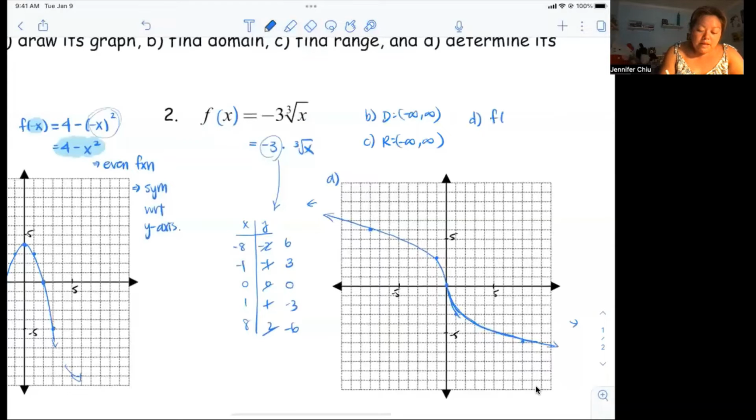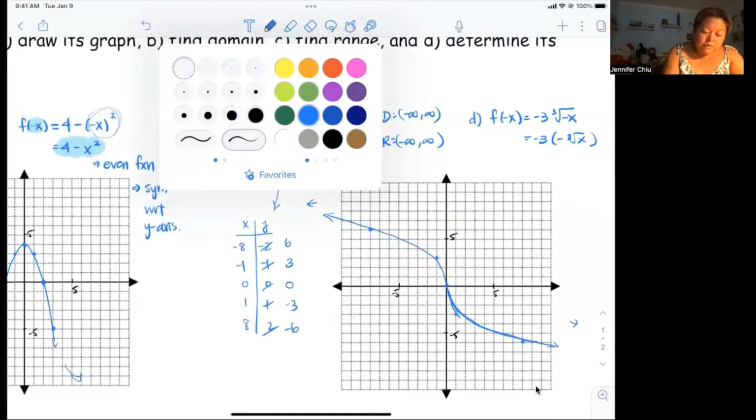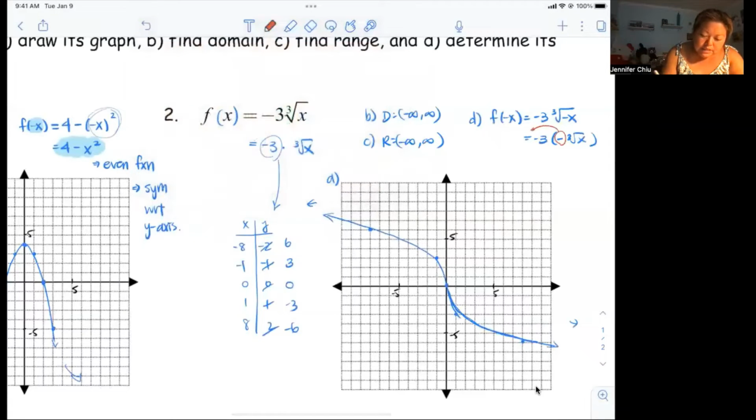Part D, what kind of symmetry does it have? Well, I'm going to plug in a negative x, right? So it's going to be negative 3 cube root of negative x. Well, because it's a cube root, I am able to cube root the negative x. I'm able to take the negative out. So it becomes negative 3 times negative cube root of x. So I know this is going to look really weird, but if you take this negative outside, and hence you have negative of negative 3 cube root of x. You have your original function here with an extra negative out here, hence making this an odd function, right?